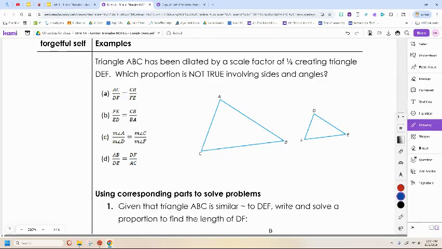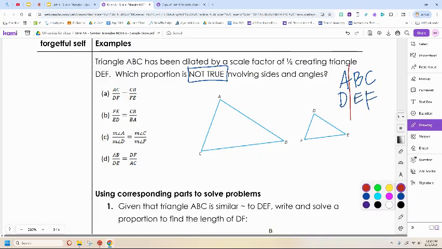Which proportion is not true involving the sides and the angles? So let's just double check things. The way they write the names of the triangles should be accurate in the question. So what I mean is I should be able to write ABC over DEF. And if you like to put the lines in there, you can do that, so you know who corresponds with who.